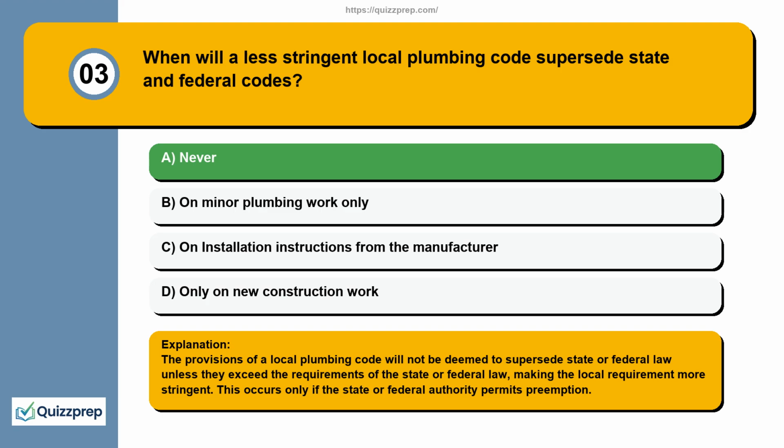The provisions of a local plumbing code will not be deemed to supersede state or federal law unless they exceed the requirements of the state or federal law, making the local requirement more stringent. This occurs only if the state or federal authority permits preemption.